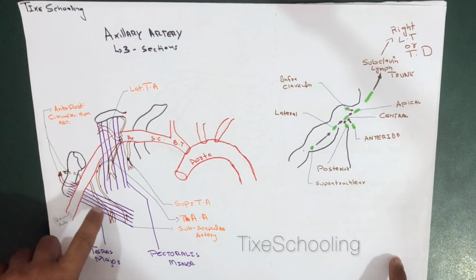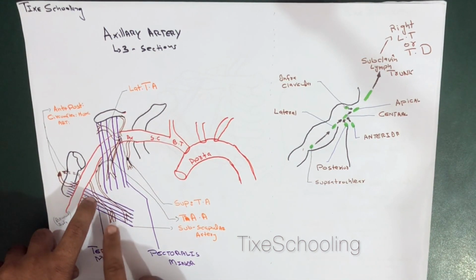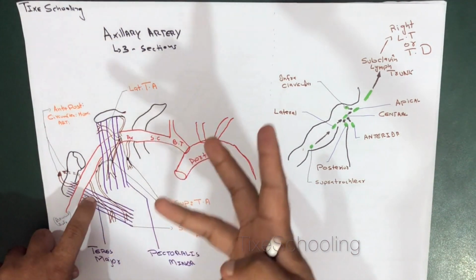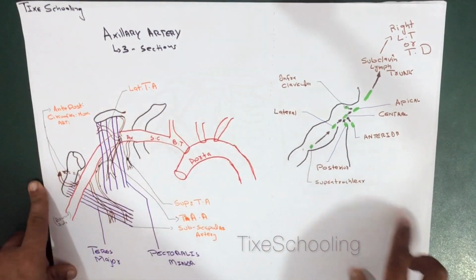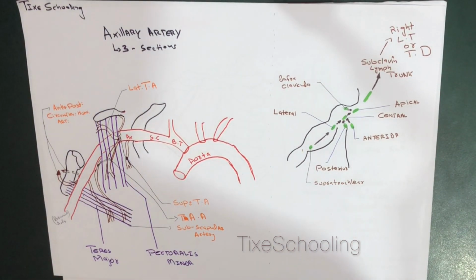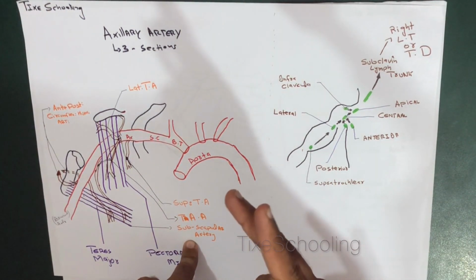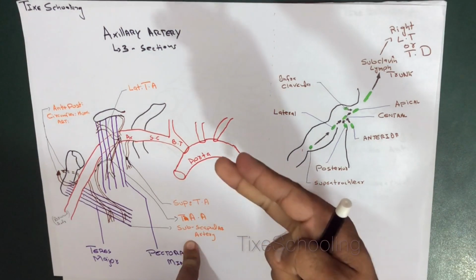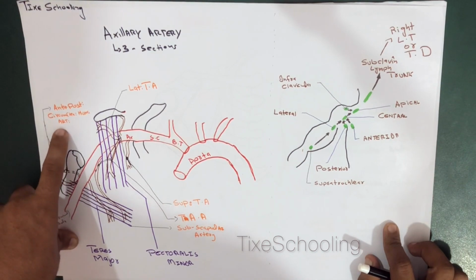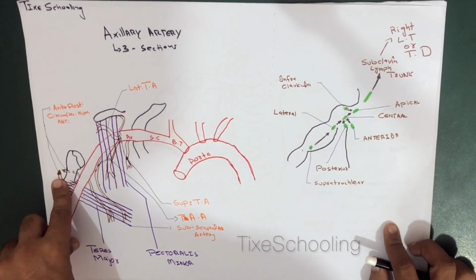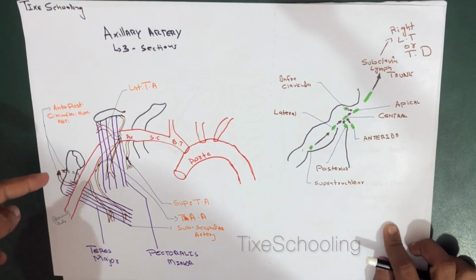Another branch we have in the third section of the axillary artery is called the subscapular artery. So the third section has three branches. The last one is called the subscapular artery. The two branches over here are the anterior and posterior circumflex arteries. The subscapular artery is actually supplying two muscles, the supraspinatus muscle and the infraspinatus muscle. But the anterior and posterior circumflex humeral arteries are actually supplying the surgical neck of the humerus and muscles present there.